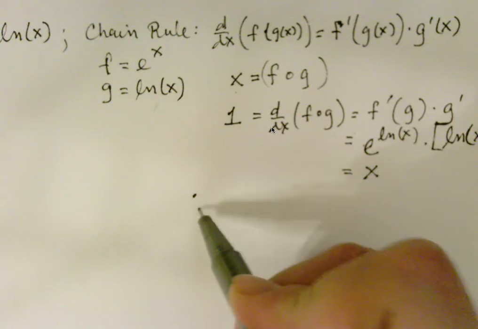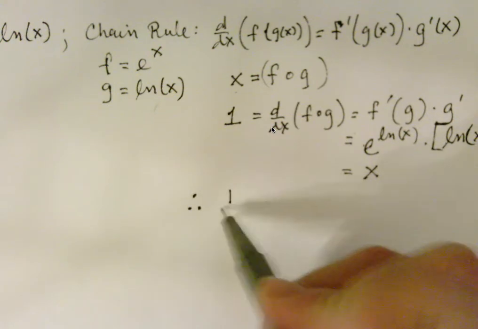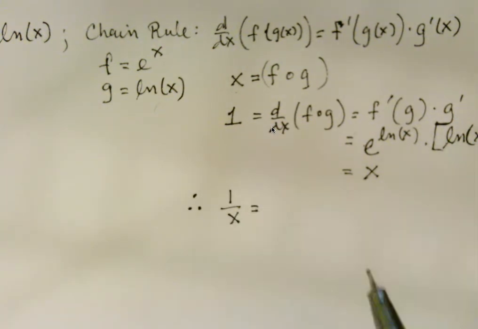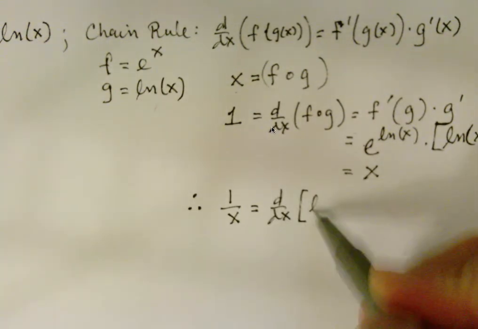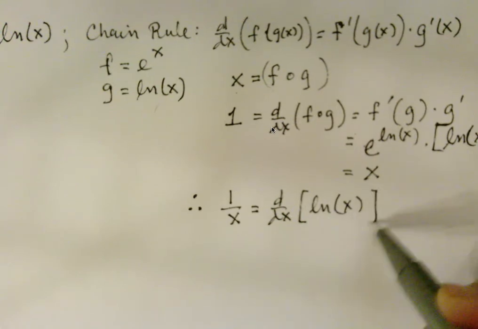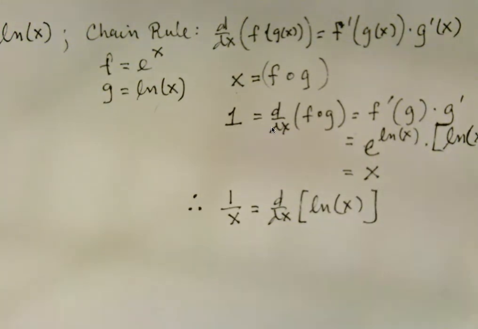So therefore, 1 over x is the derivative of natural log of x. Great, we've just derived the derivative of natural log using the chain rule.